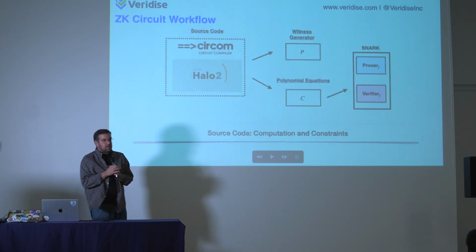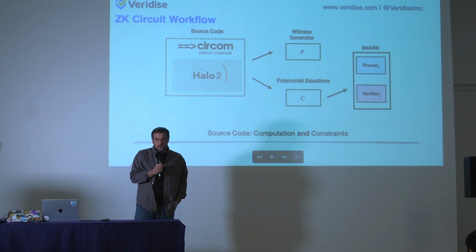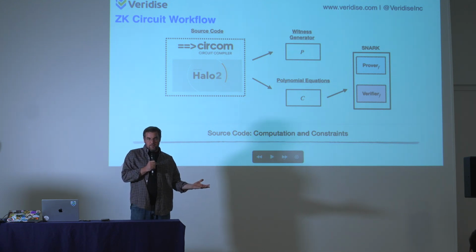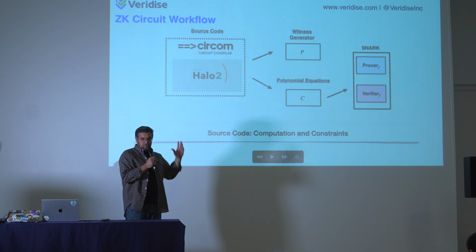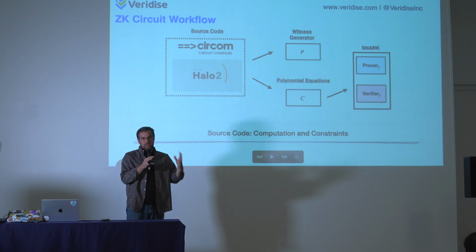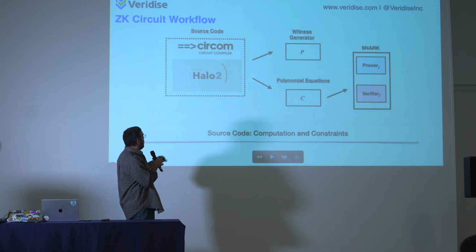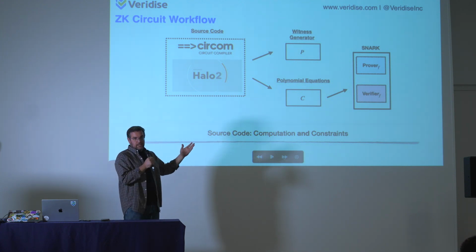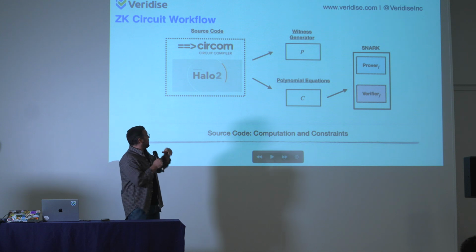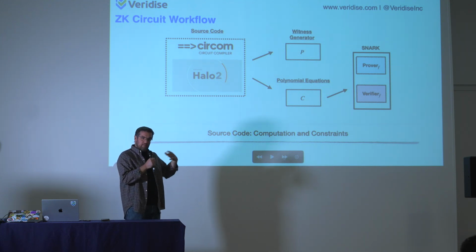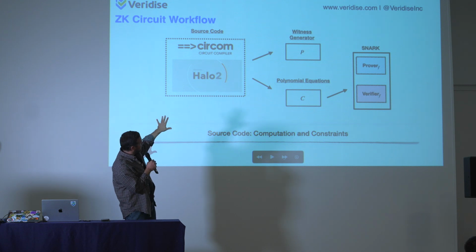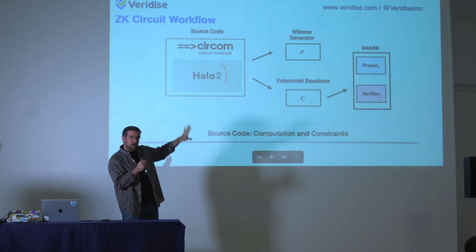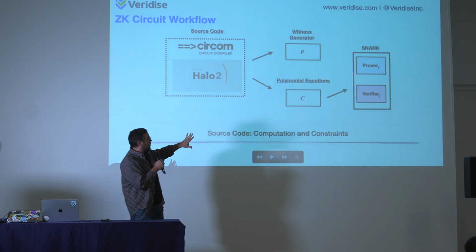Okay, so let's talk quickly about the ZK circuit workflow. I know most of you are probably familiar with it, but let me just quickly go over it. Programming circuits is a bit different from normal programming. It comes in two components, right? You would write your source code in a particular domain-specific language. It could be Circom, it could be Halo 2. There are many other DSLs available. You would write it, but then out of it, you would get two different things, two separate components.